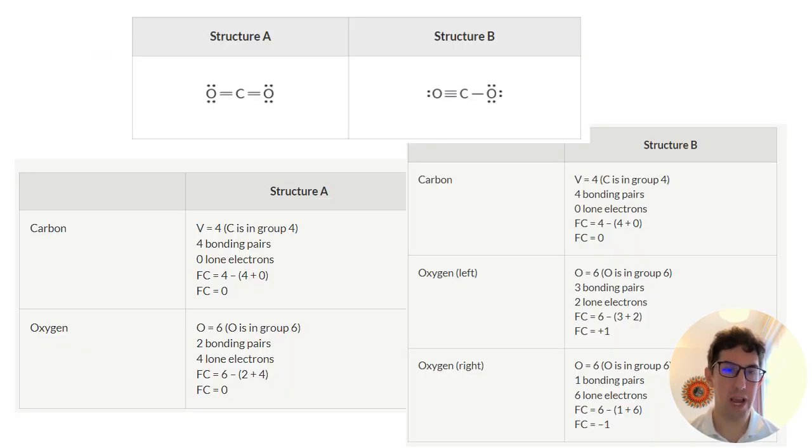Okay, so for structure A, you should have got a formal charge on the carbon as 0. You can see the working: formal charge equals its valency, which is 4, group 4, minus the number of bonding pairs, which is 4, plus any lone pair of electrons, which is 0, equals 0. So carbon 0, oxygen 0. Whereas structure B, we get a formal charge of oxygen on the left as +1 and oxygen on the right as -1. So structure A, all the formal charges are 0, so therefore structure A is more likely.